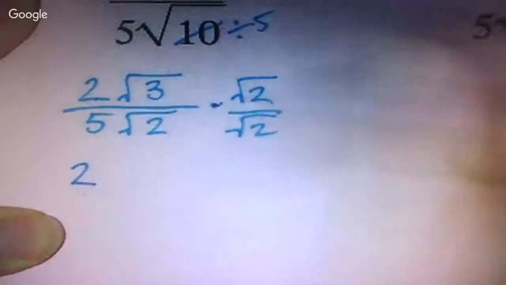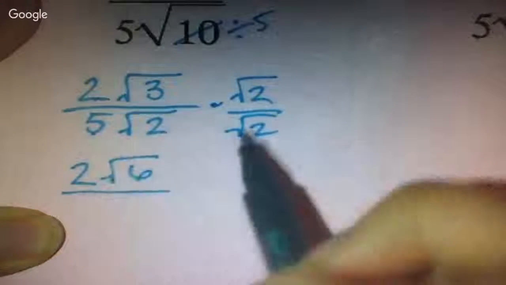So that's what I multiply by: the square root of 2 over the square root of 2. So my top becomes 2 times 1, which is 2, and 3 times the square root of 2, which is the square root of 6. In the bottom, we've got 5 times 1, which is 5 square roots of 4.